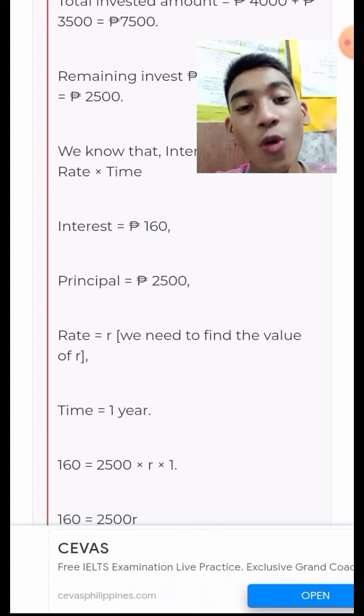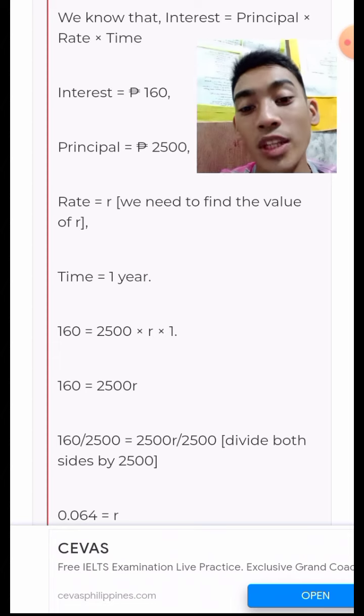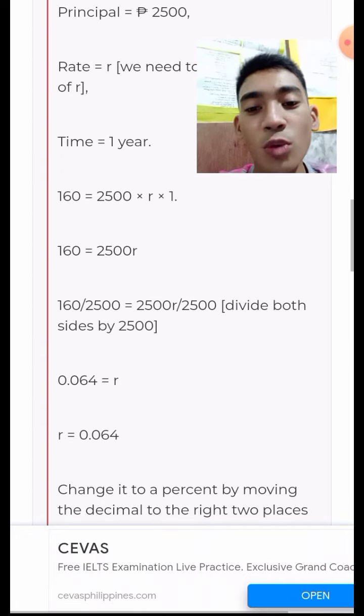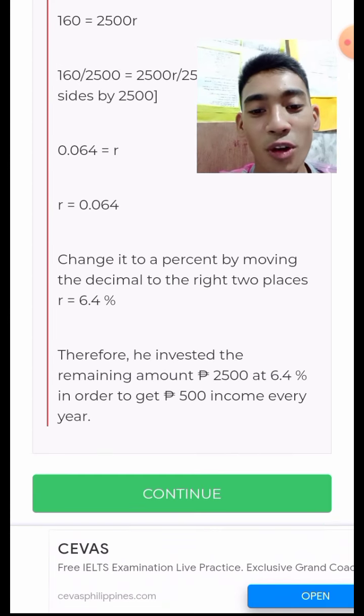Our R is the rate or the percentage. And the time is 1 year. So therefore, 160 pesos equals 2,500 pesos multiplied by R and multiplied by 1 year. So 160 equals 2,500 R. Divide both sides by 2,500. It will give us 0.064, or 6.4%. The man invested the remaining amount of 2,500 pesos at 6.4% in order to get 500 pesos income every year.